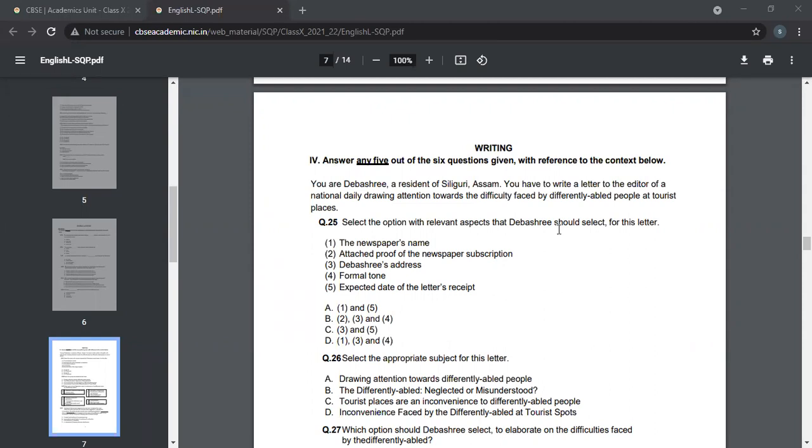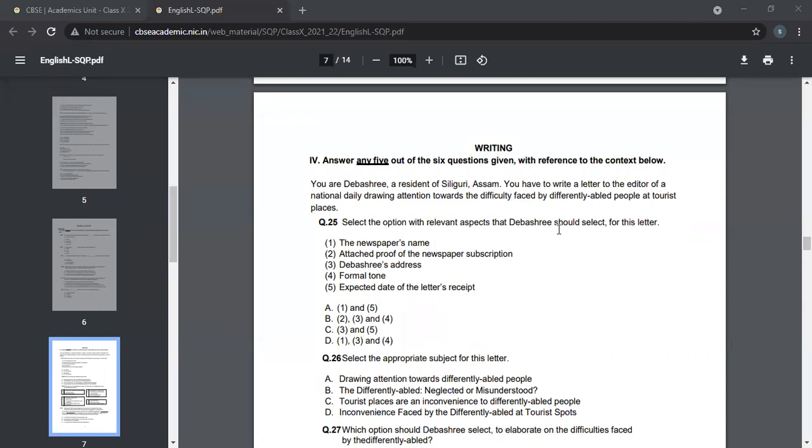Below they have given 5 points. Newspaper's name, attached proof of newspaper subscription, Debashree's address, formal tone, expected date of the letter's receipt. Out of these, they are asking which are the compulsory points.